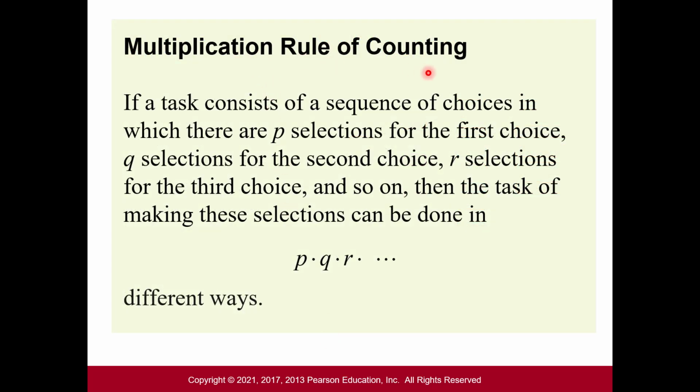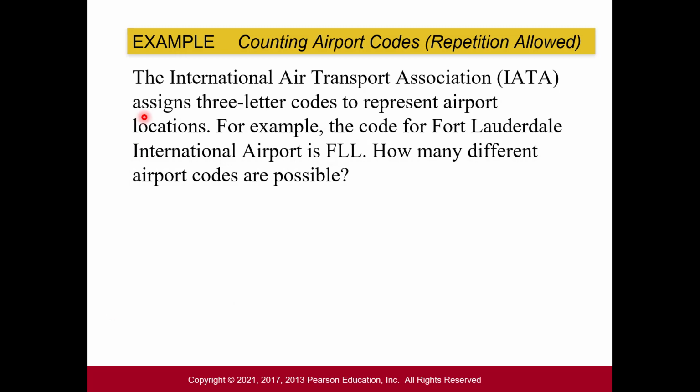So our multiplication rule for counting is the following. If a task consists of a sequence of choices in which there are P selections for the first choice, for us that was 2 appetizers, Q selections for the second choice, for us that was 4 choices for entree, R selections for the third choice, that was 2 desserts, and so on, then the task of making these selections can be done by just multiplying the selections, P times Q times R times so on if there were more selections. And so that many different ways of choosing.